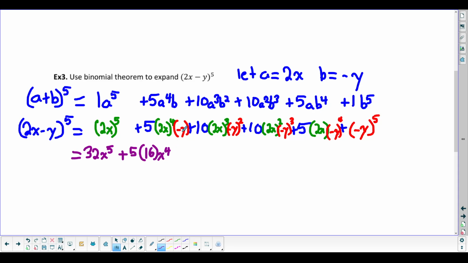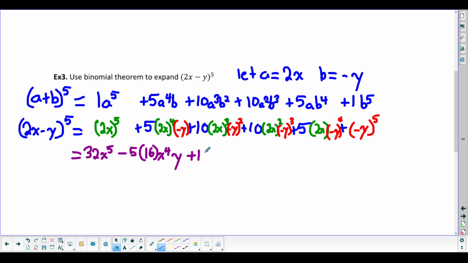And then negative y to the power of 1. So what's going to happen here is, well, that's just y to the power of 1. But what about the negative? Well, the negative doesn't get canceled anywhere, so it's going to change the sign of the term. So we're going to replace this with a negative. So this term is going to be a subtraction. Let's go to the next one.